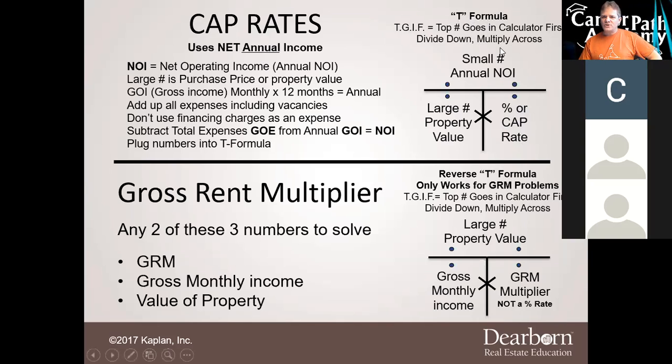So I wrote small number, annual NOI, large number, property value, and percentage or cap rate goes over here. So just draw this in the margin of your page there. This is the T formula.